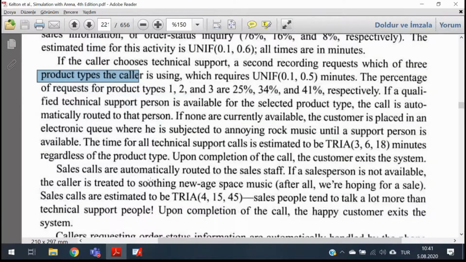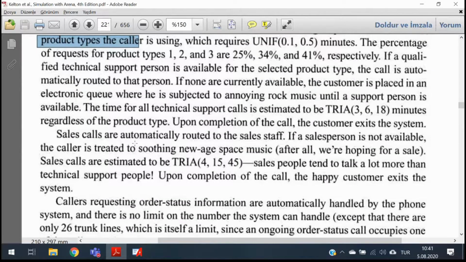Let's look at the second process. Sales calls are automatically routed to the sales staff. If a salesperson is not available, the caller is treated to soothing New Age space music. After all, we are hoping for a sale. Sales calls are estimated to be triangularly distributed with a minimum time of 4 minutes, maximum of 45 minutes, and most likely time of 15 minutes.